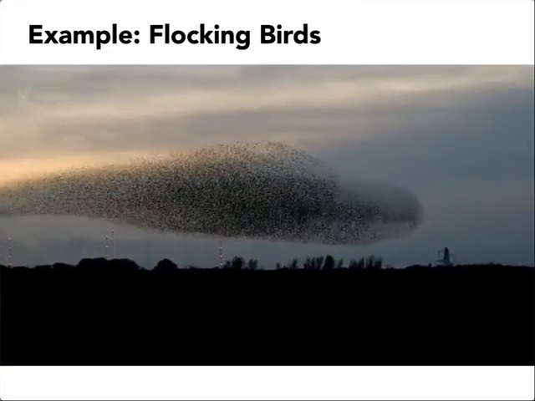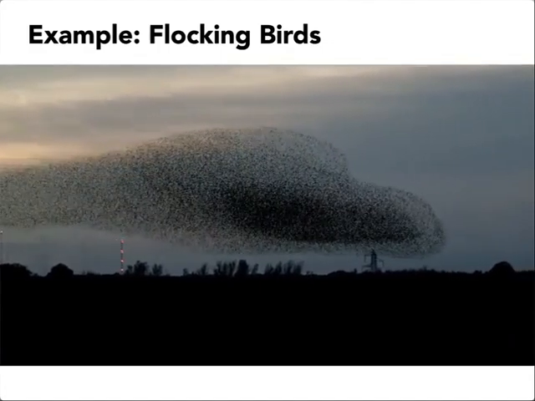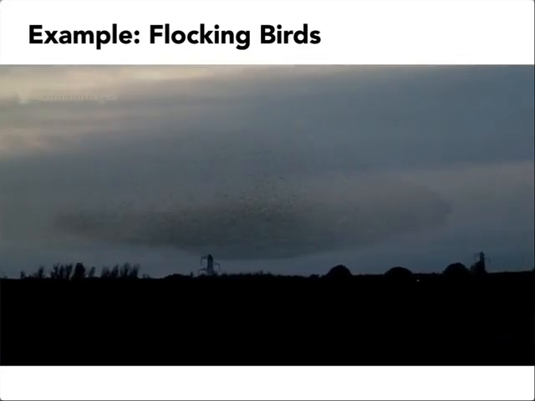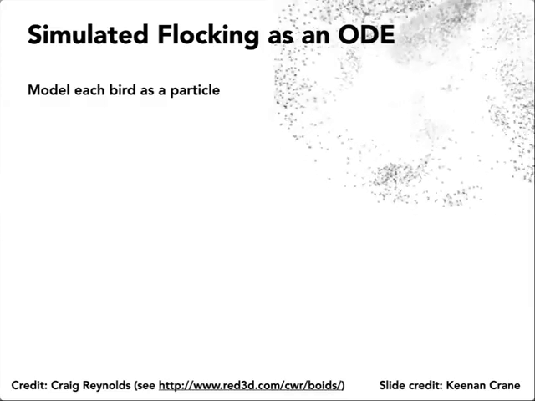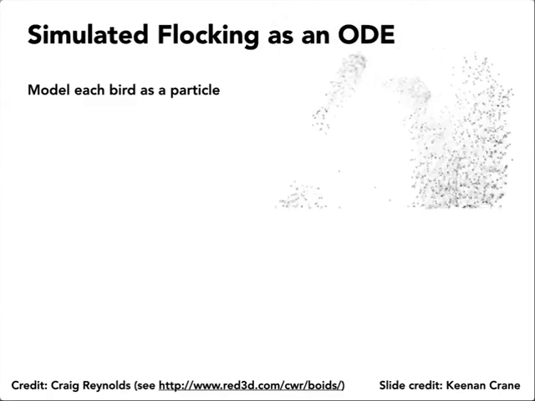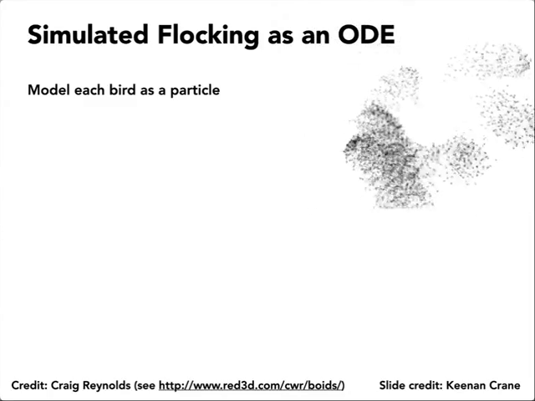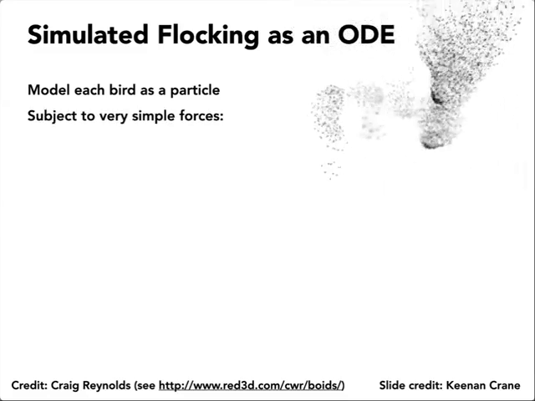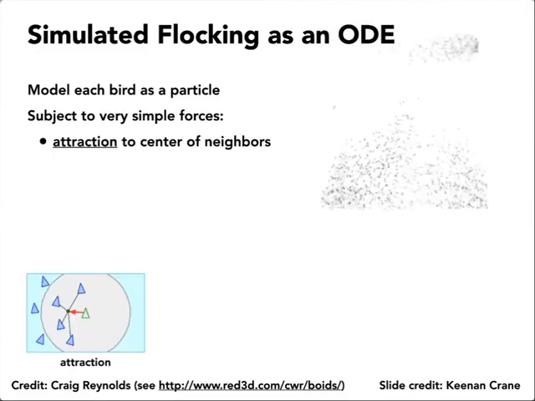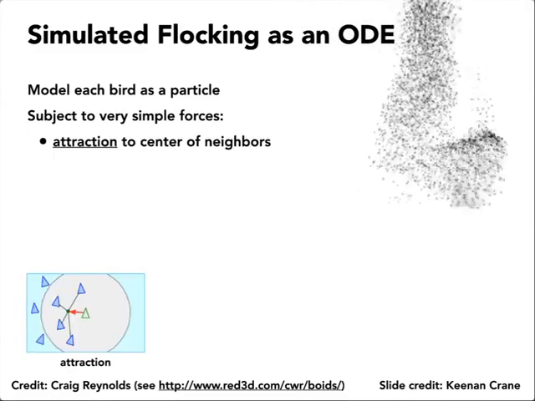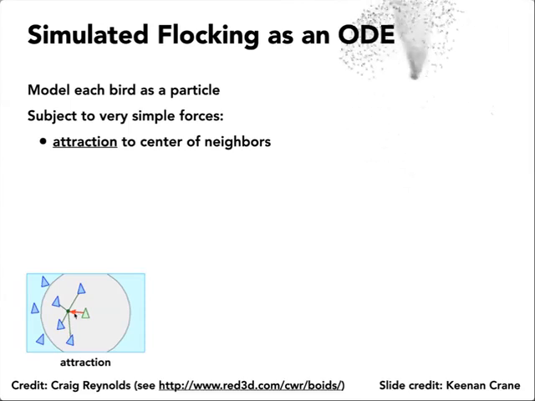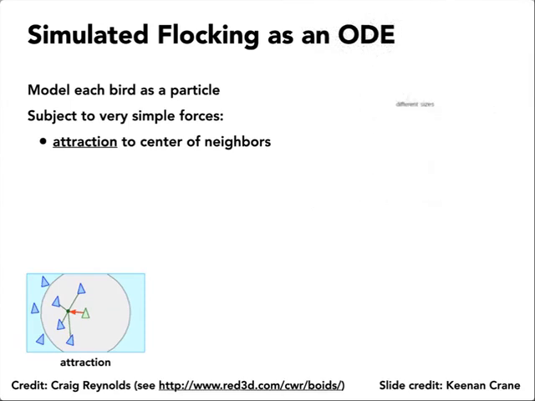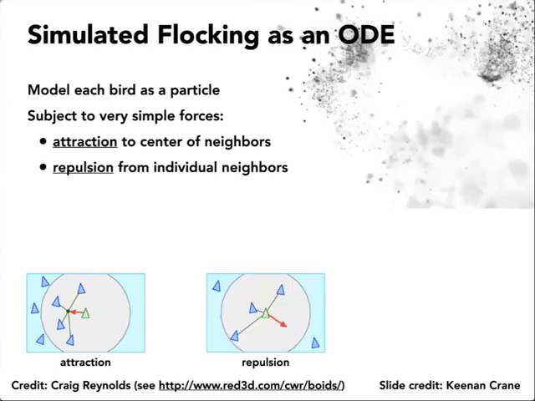The flock tends to want to go in a common direction, as you can see, but different portions of it may end up going in different directions, and it may split and recombine and things like that. It turns out that's really well modeled as flocking behavior as an ordinary differential equation, just a set of forces applying to a set of particles, as we've been talking about here. So you can model each bird as a particle subject to some very simple forces, attraction to the center of the neighbors. This represents the behavior of birds, that they want to be in the flock, say for safety against predators, not wanting to be on the outside.